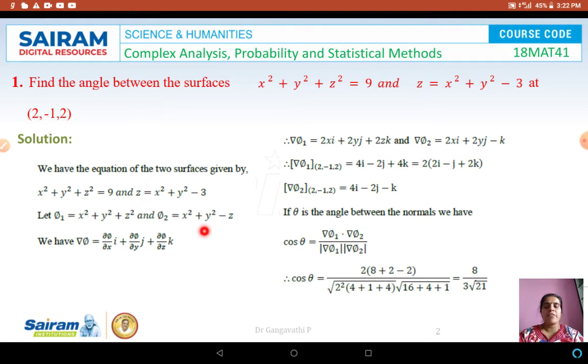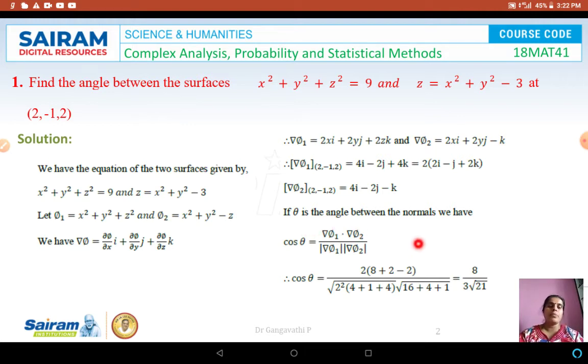Similarly, consider your function phi 2 and find its grad phi 2, which gives us 2x i plus 2y j minus k cap. Since the point has been given as 2, minus 1 and 2, grad phi 1 at this point is x equal to 2, y equal to minus 1 and z equal to 2. We get the answer as 4i minus 2j plus 4k cap. Taking out 2 as a common term, it is 2 into 2i minus j plus 2k cap. Similarly, let us evaluate grad phi 2 at the point 2, minus 1 and 2, which is 4i minus 2j minus k cap.